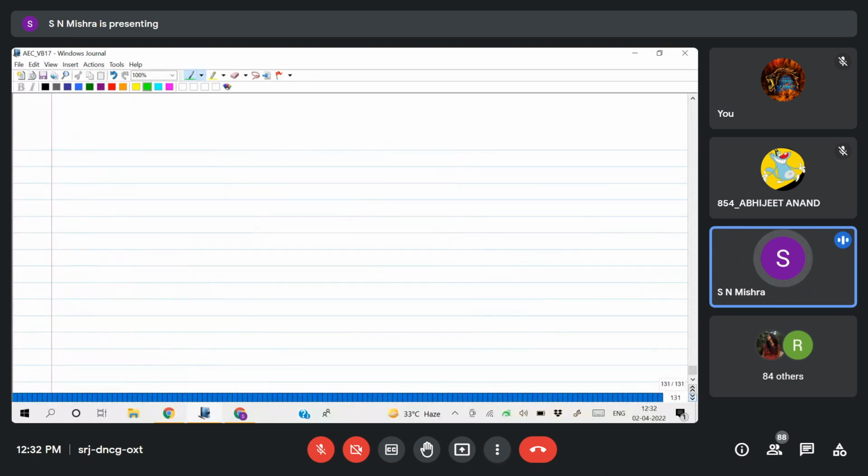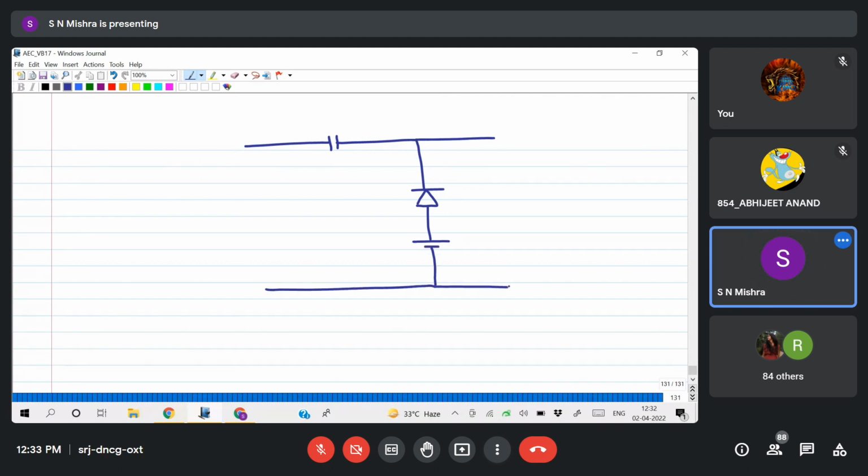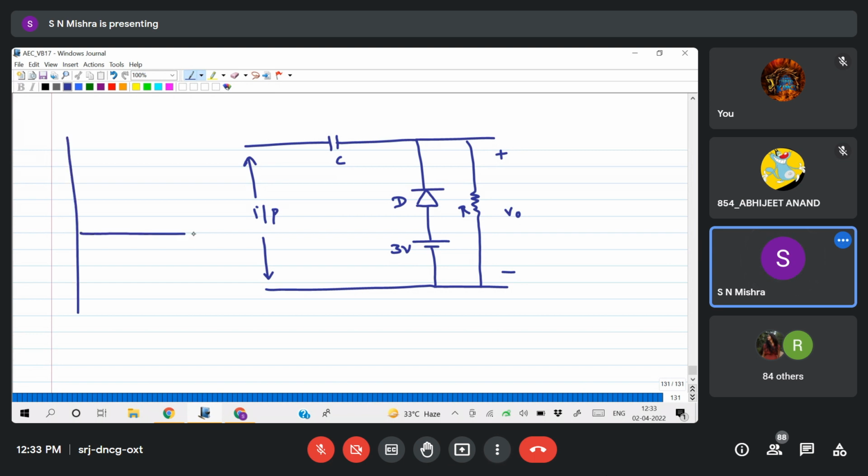Okay, now I'll change it a little bit. Capacitor, diode. I give a bias voltage here. Plus minus V0, R, diode. Let us take 3 volt, capacitor, and here input. I'm giving the same input voltage again: 10, zero, minus 20. Now try to solve this one.